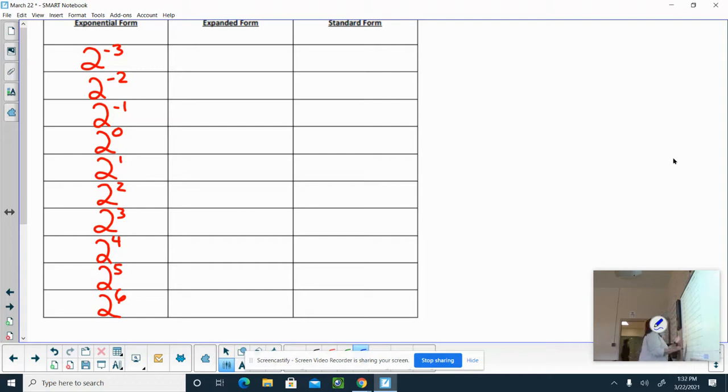All right, so this expanded form, that is, you take the base number, which is the 2, and expand it out 6 times being multiplied together. So it would look like that. And then standard form is what is the answer to 2 times 2 times 2 times 2 times 2 times 2? Well, that is 64. All right, and I'm going to continue here.